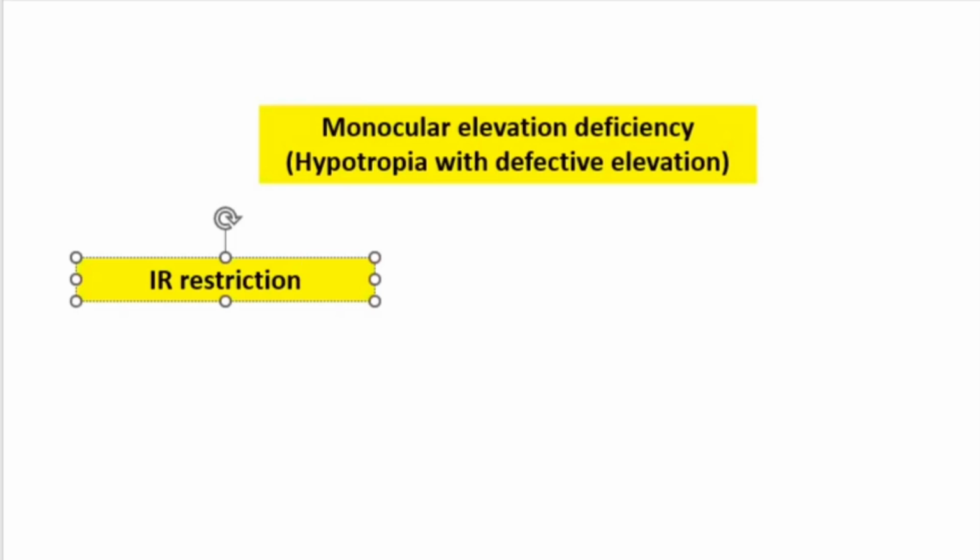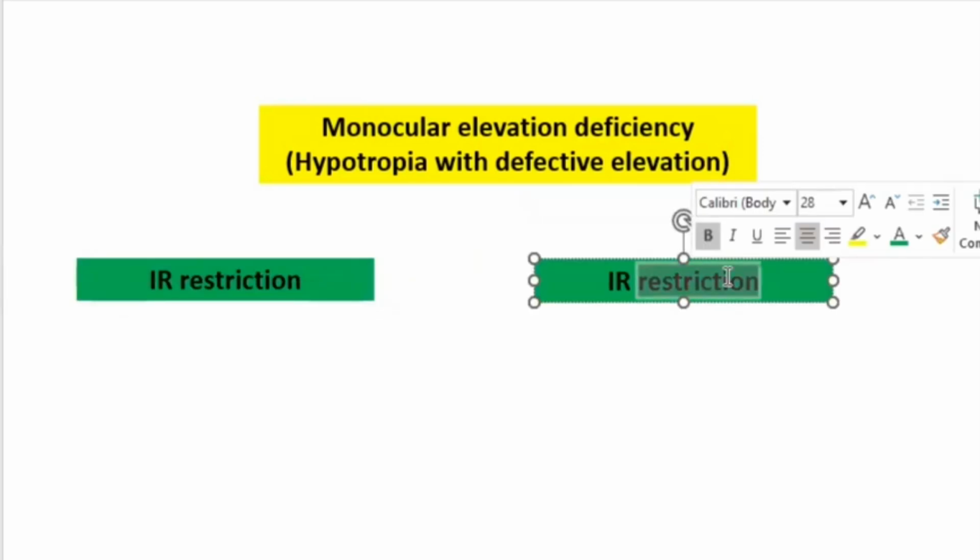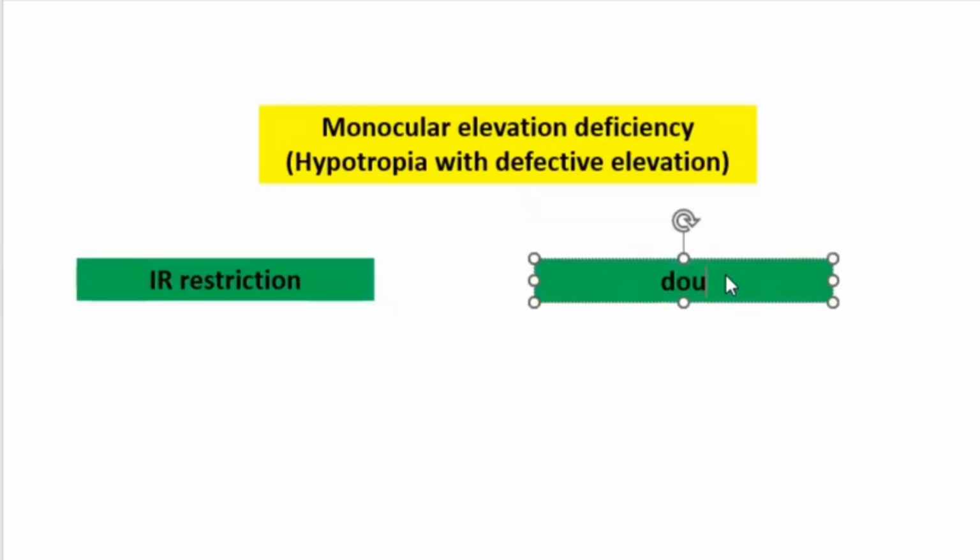inferior rectus restriction, or double elevator palsy. Because this is important: how do you know whether there is inferior rectus restriction or not? You need to do what? How do you know? Force reduction test. So if you have a positive force reduction test, you have to make recession of the inferior rectus.